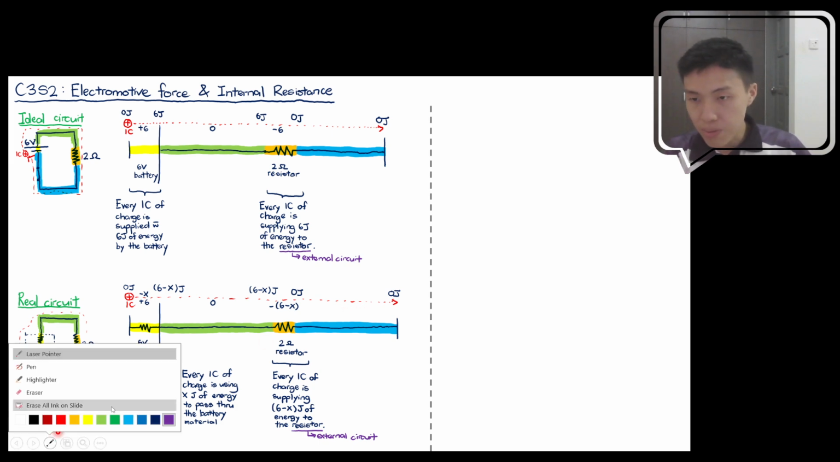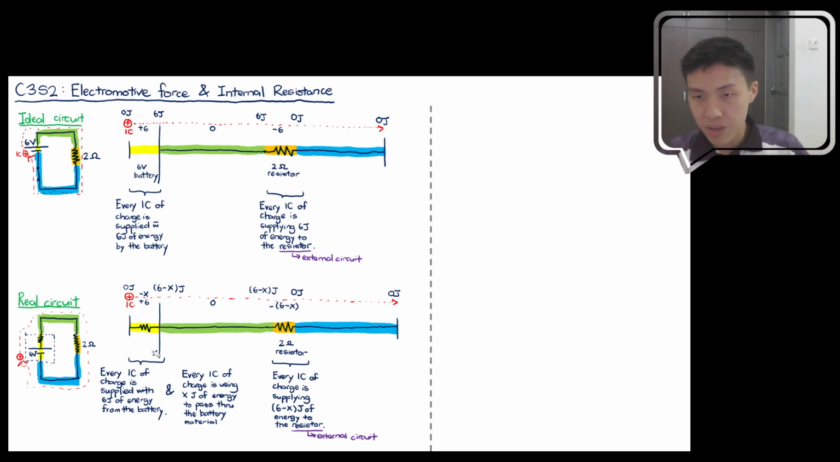Okay, but I should probably make a bit of a change over here. This is indeed a 6-volt battery, but I should write it as a 6-volt battery with a certain number of ohms of internal resistance. It's not the kind of ideal battery that you have. It's a realistic battery with a certain amount of internal resistance. So this is how I would think about an ideal circuit and a real circuit.